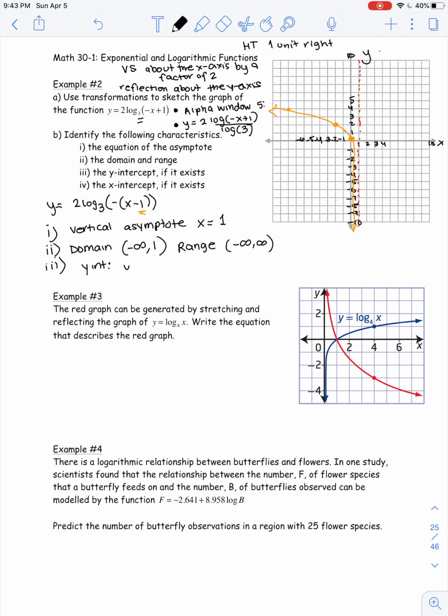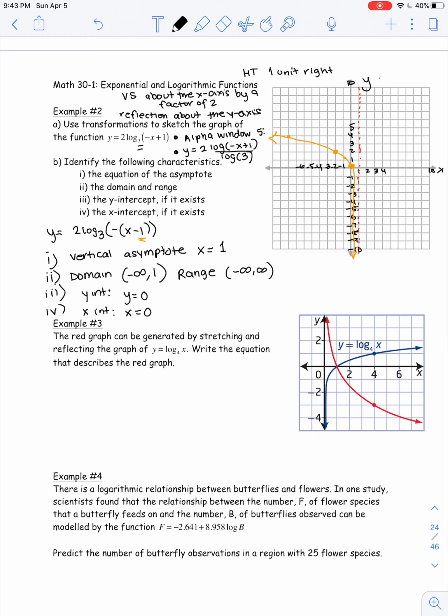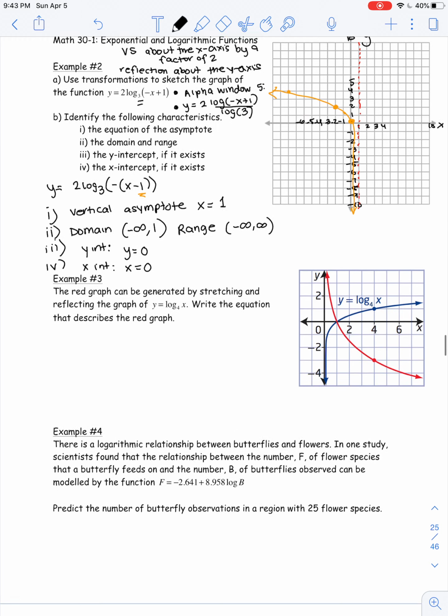Our y-intercept actually exists. It's going to be at y equals 0, and our x-intercept also exists at x equals 0. So we have both in this case. Okay, so that's example number 2.